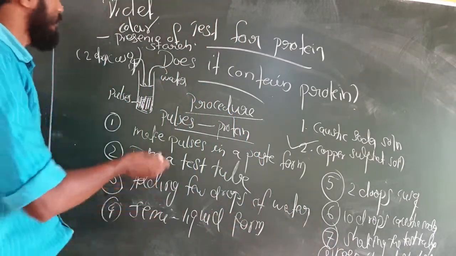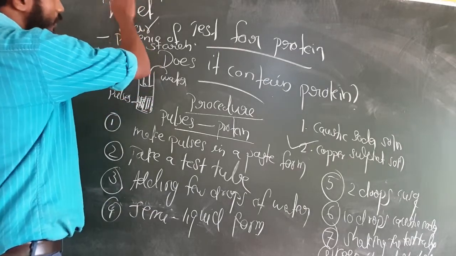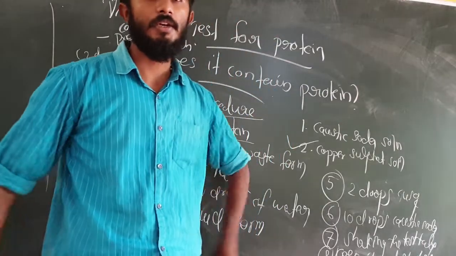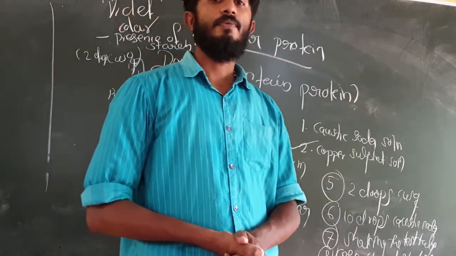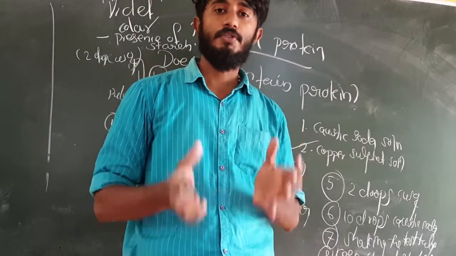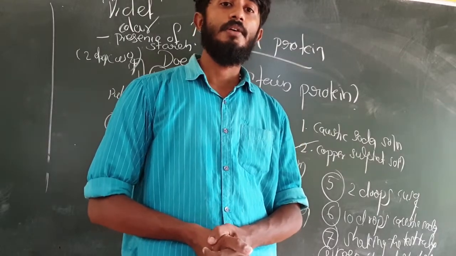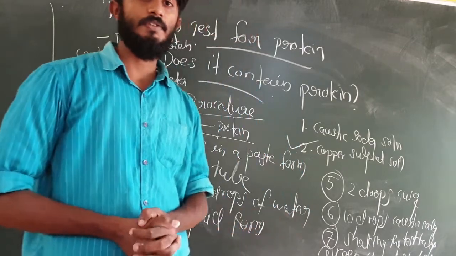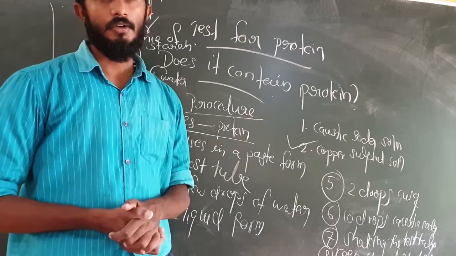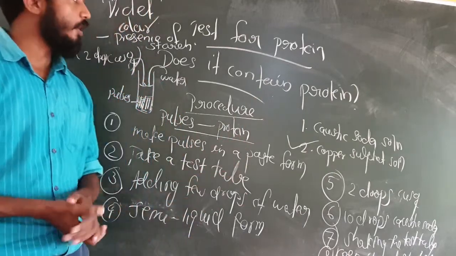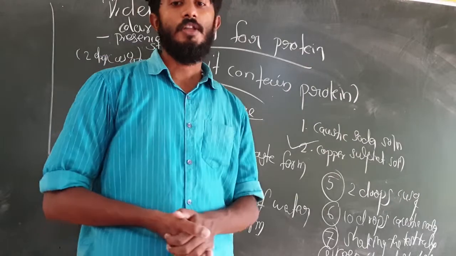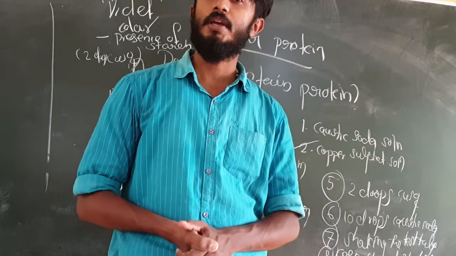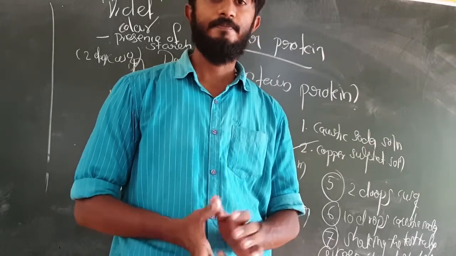So that after some time we can notice the presence of violet color. If there is the appearance of violet color, we can conclude that the food item contains protein, and if there is no color change, that means the given substance does not contain protein. This is the test for protein. Clear? So in short we can say that the appearance of violet color indicates the presence of protein in a substance. Clear? Is that clear?